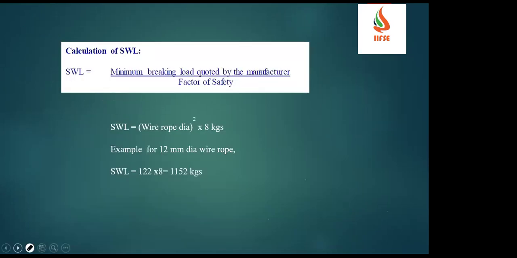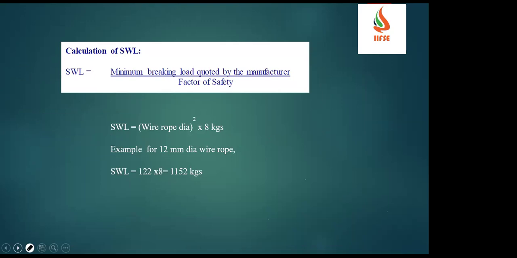Next. You see the calculation of safe working load. It is the minimum breaking load quoted by the manufacturer, and also the factor of safety. This is the factor of safety I mentioned. Factor of safety will be 5 or 7, and the breaking load will come from the manufacturer. If it is a wire rope, there is a thumb rule: the wire rope diameter squared into 8 kgs.